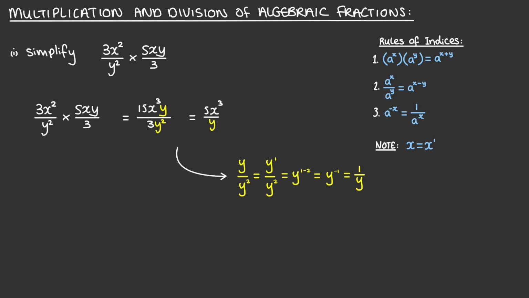So y to the power of 1 divided by y to the power of 2 is equal to y to the power of 1 minus 2. 1 minus 2 is equal to minus 1. So y to the power of 1 minus 2 is equal to y to the power of minus 1.